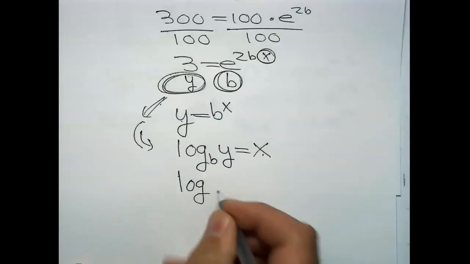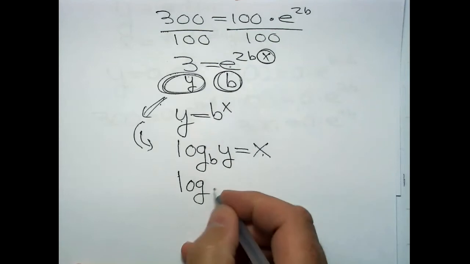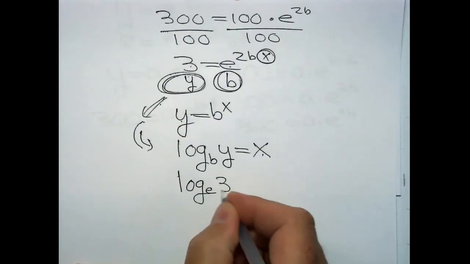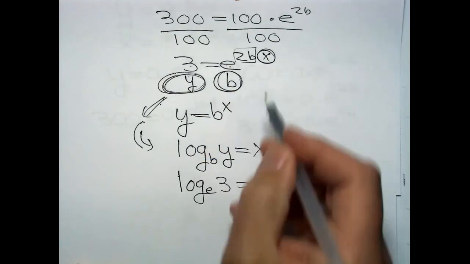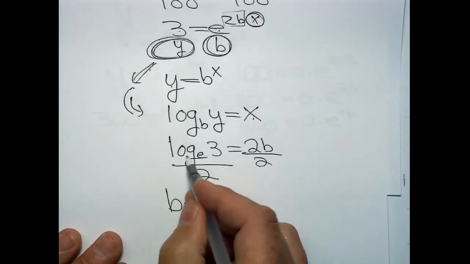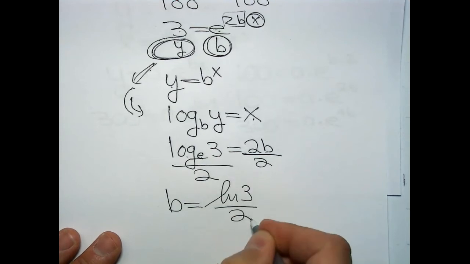Well, what do we got here, guys? Log base b. Well, that's log base e. b is e. What's my y? My y is the number 3. What's my x? My x is this whole package up here, 2b. And I think we just found b. So what's b? Well, what's log base e again? That's the natural log, isn't it? Over 2.